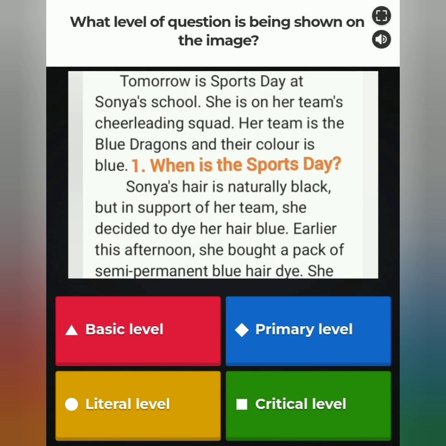But this item, I believe 60 seconds, or probably it was 90 seconds, was granted for you to just process what is there on the screen and make a decision. It says tomorrow is sports day at Sonia's school, and the question was asked, when is the sports day? That's a literal level question. It just means the answer is tomorrow.